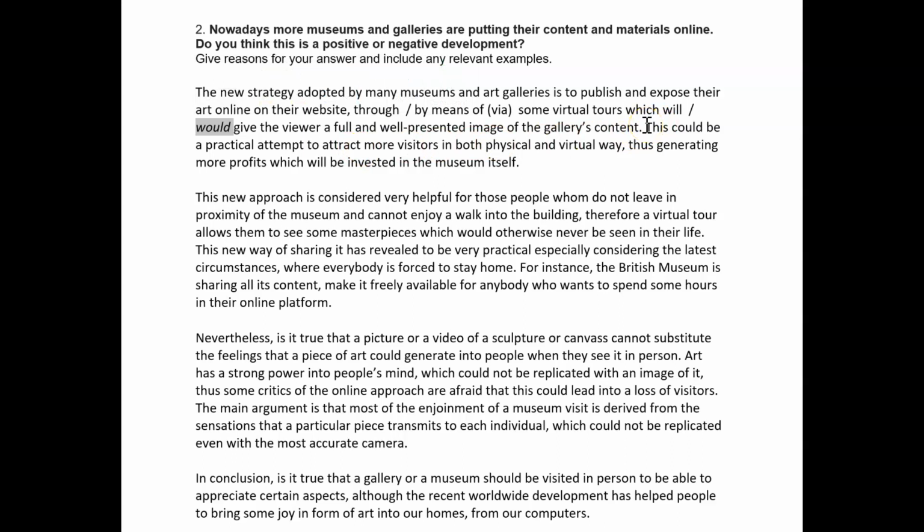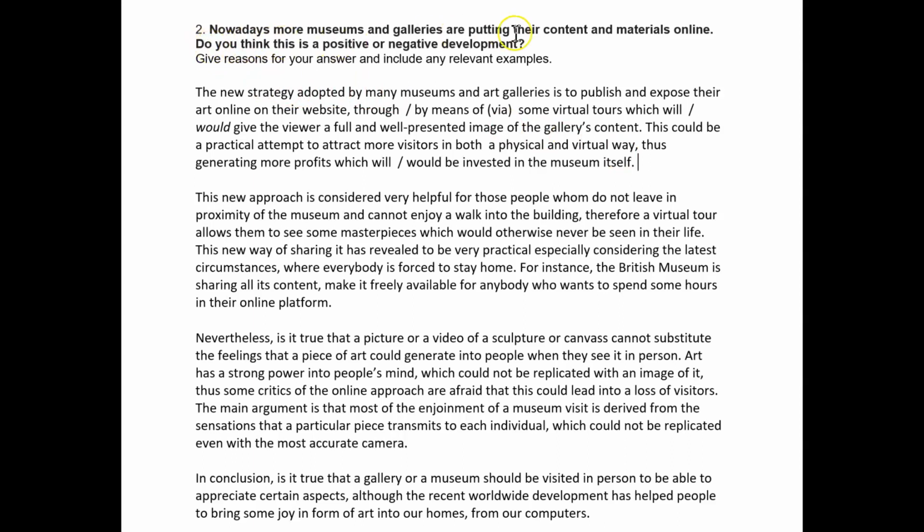Fabulous, great start. This could, really nice, be a practical attempt to attract more visitors in both physical and virtual way. Thus generating more profits, which would be invested, again, having started the wood, I'm going to keep going with it, in the museum itself. Absolutely lovely, really, really nice.